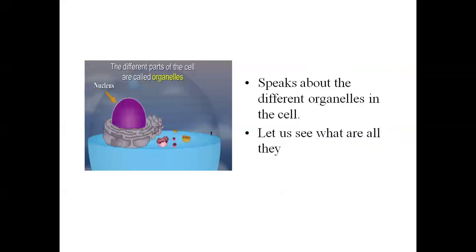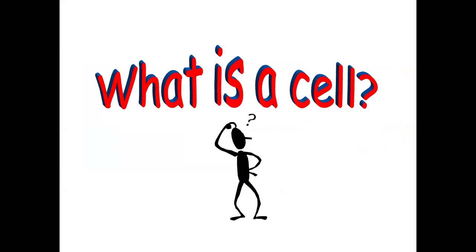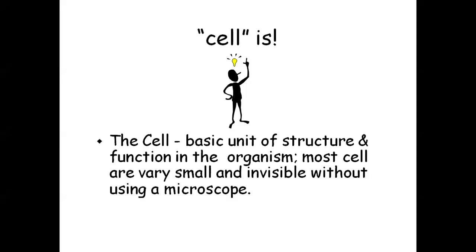So this video is going to speak about the different organelles in the cell and let us see what they are. What is a cell? A cell is a closed structure, discovered by Robert Hooke. He said all the sides of the structure are closed and hence it can be called a cell. That is the terminology given. And it is the structural and functional unit of every organism.